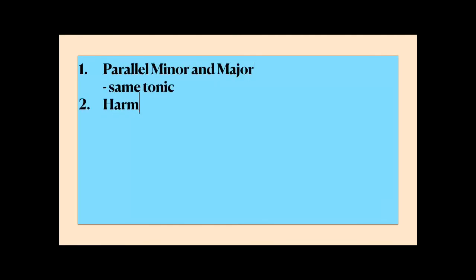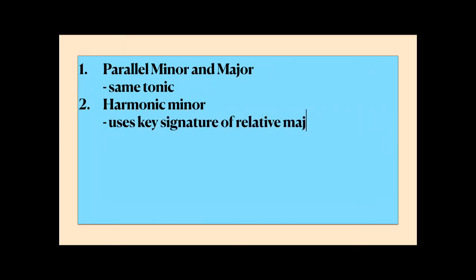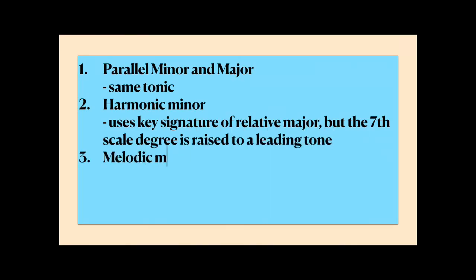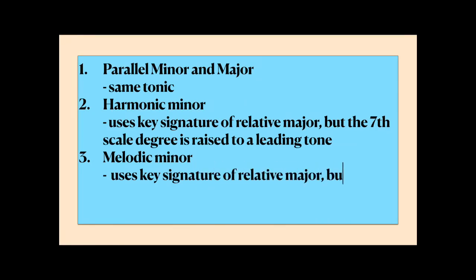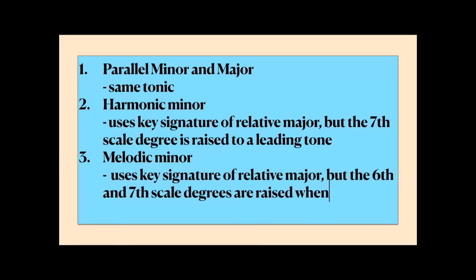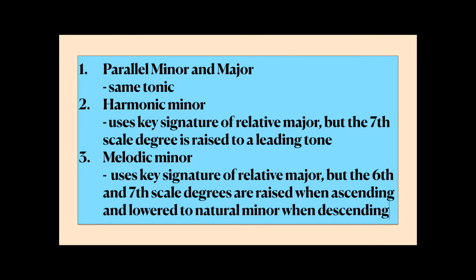To review, today we learned about parallel major and minor. They have the same tonic. We learned how to construct a harmonic minor scale, which uses the key signature of the relative major, but the 7th scale degree is raised to a leading tone. And we learned how to construct melodic minor, which uses the key signature of the relative major, but this time the 6th and 7th scale degrees are raised when ascending, or going up the scale, and lowered back down to natural minor when descending.